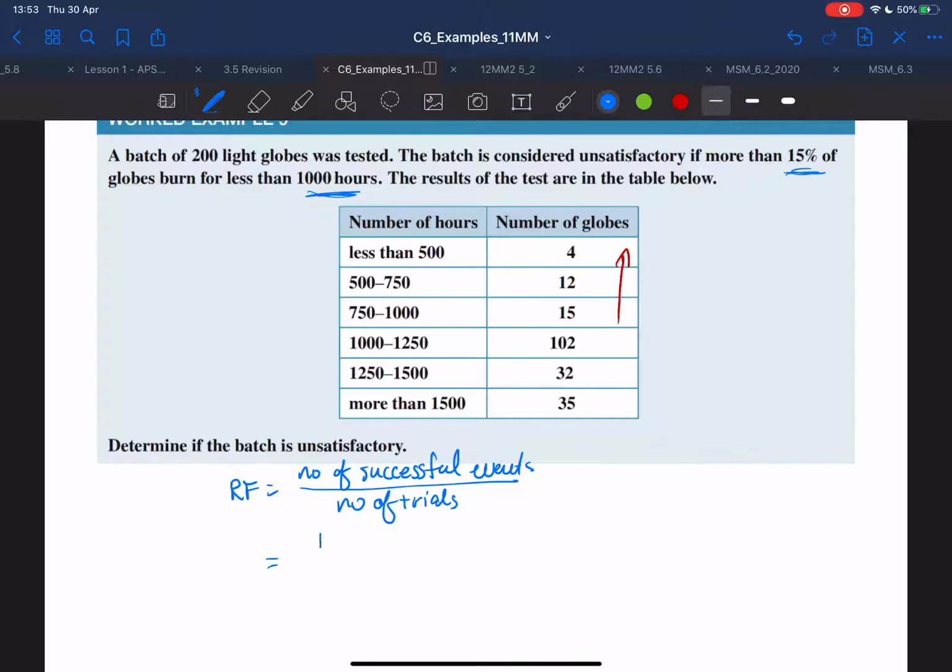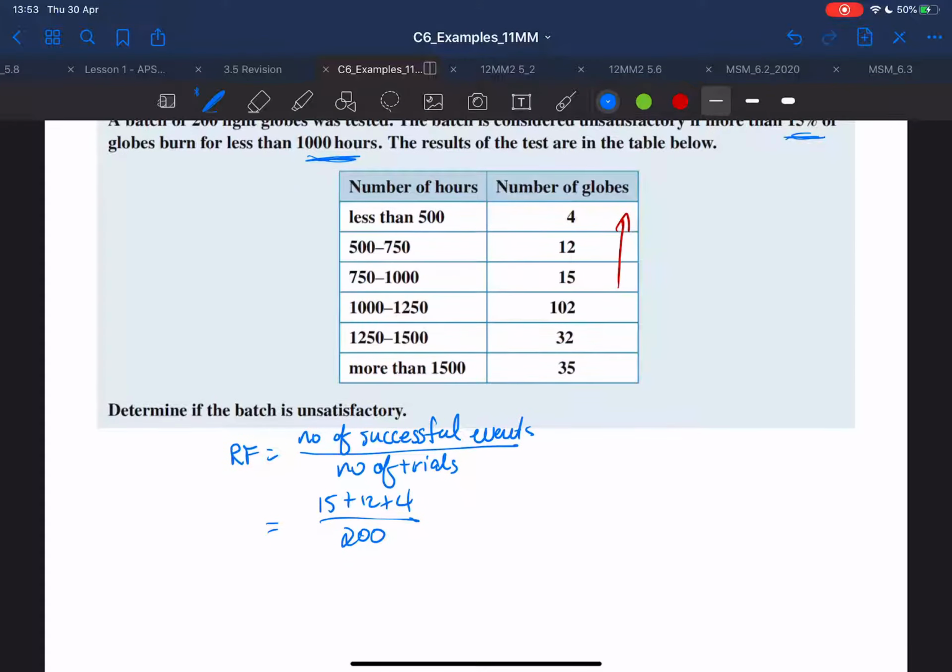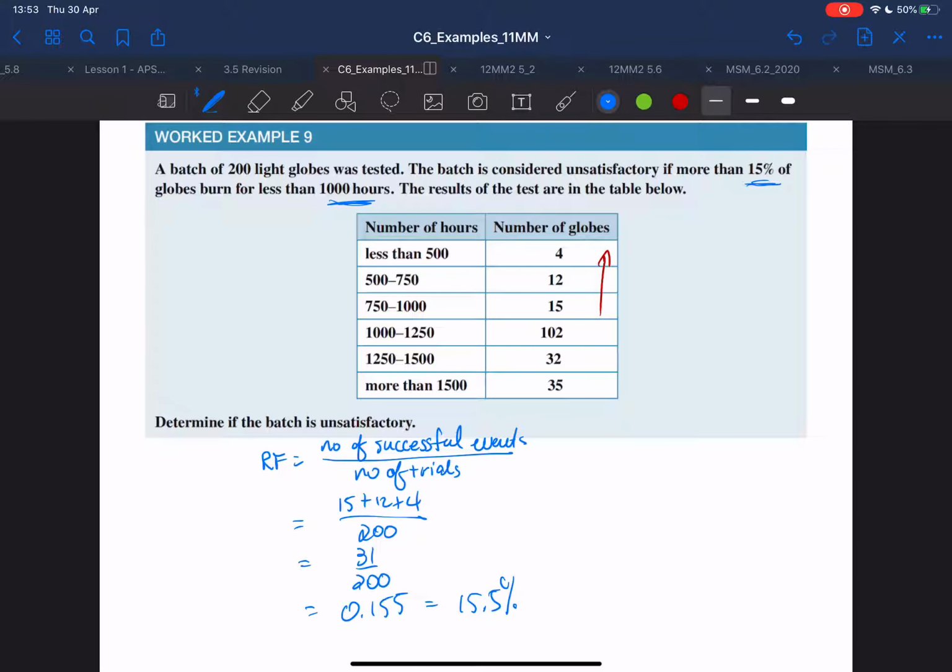If I add that up, so it's 15 plus 12 plus 4, divide by the number of trials, it is 200 light bulbs. That gives us a total of 31 out of 200. As a percentage, that gives us 0.155, which equals 15.5%.